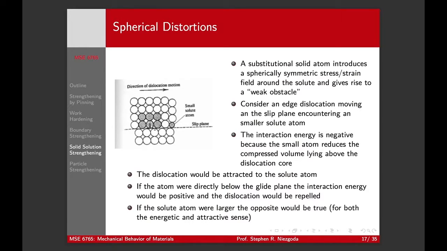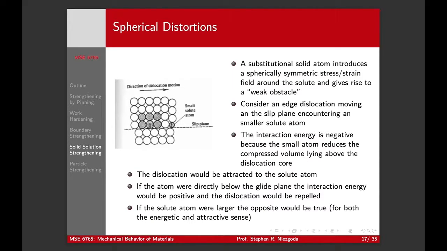Now imagine here, right above the slip plane, we have a solute atom that's smaller than the atoms that it's replacing. So this interaction energy is going to be negative. As the dislocation moves here, this smaller volume is going to reduce the compressive stresses that are above here. So this dislocation would be attracted to the solute atom.